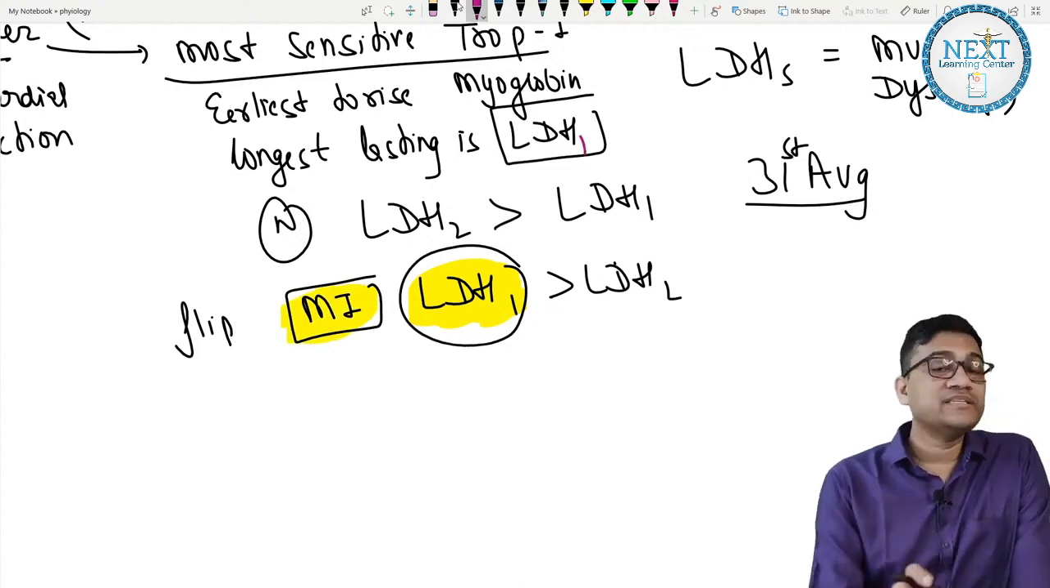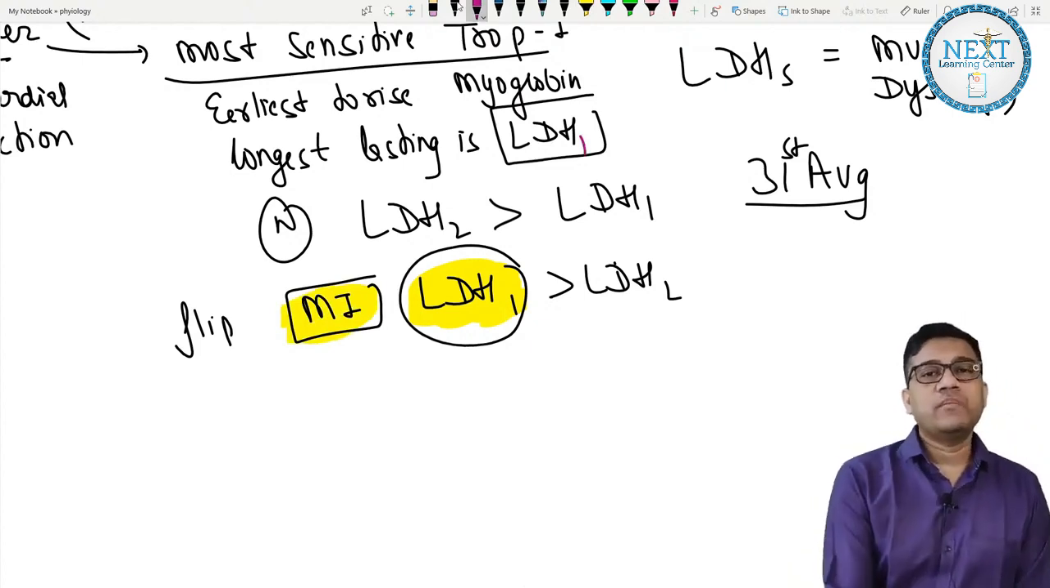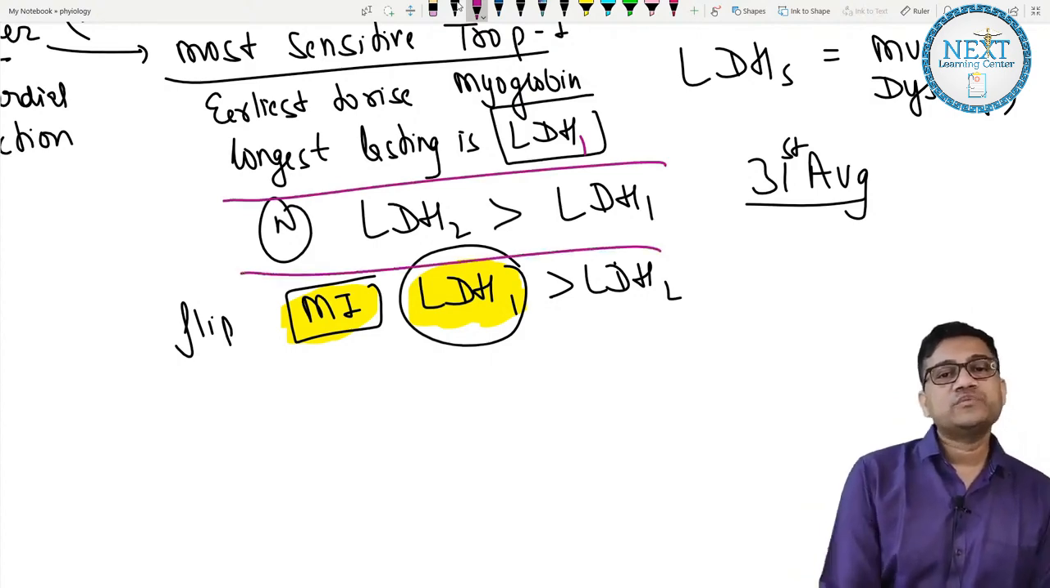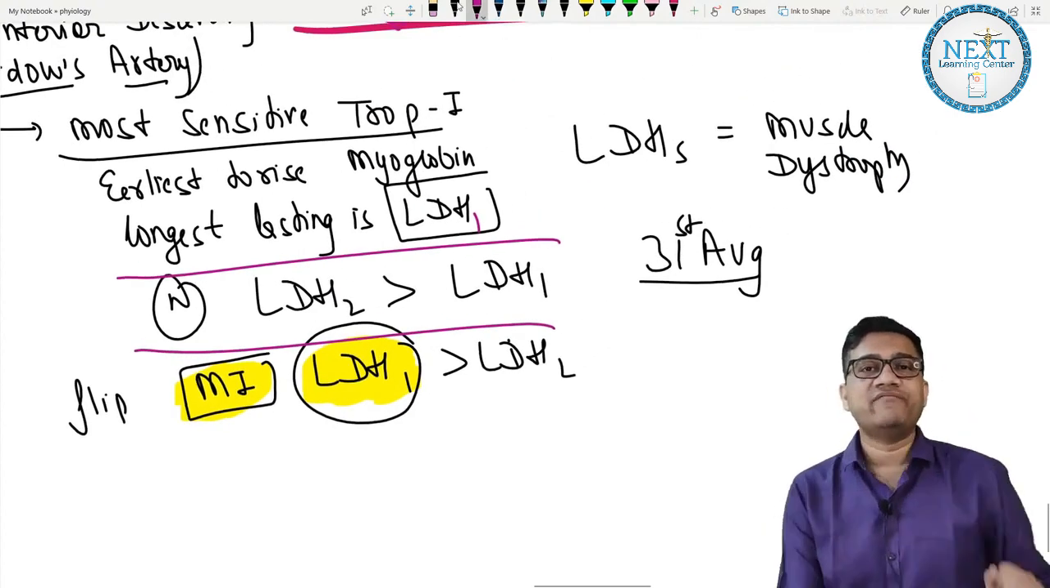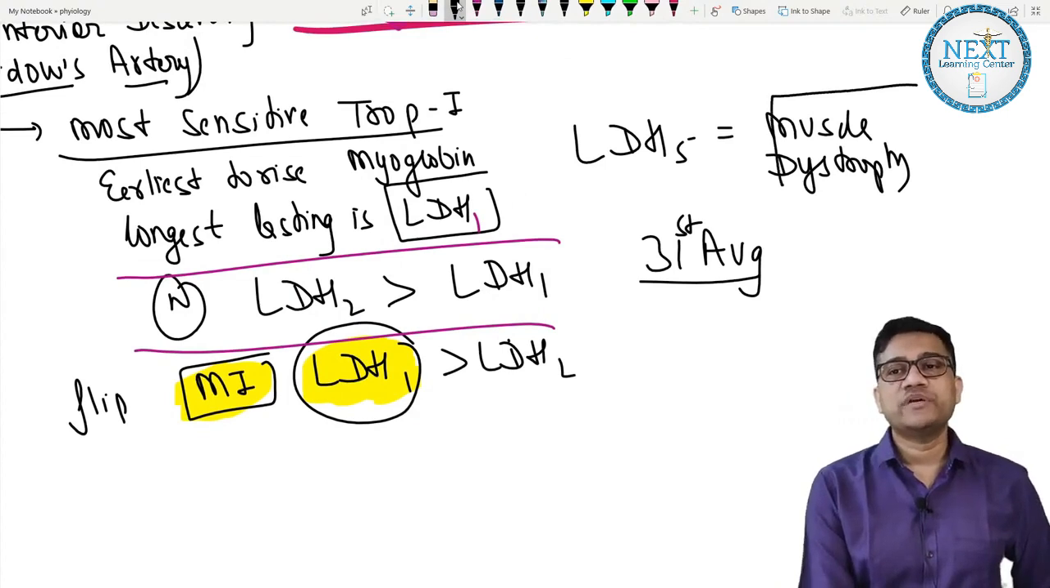2 will also increase, but it is now 1 which is the main marker. So normally what is more? Normally LDH2 is more, and now this. And what is LDH5 for? LDH5 is for muscular dystrophies.